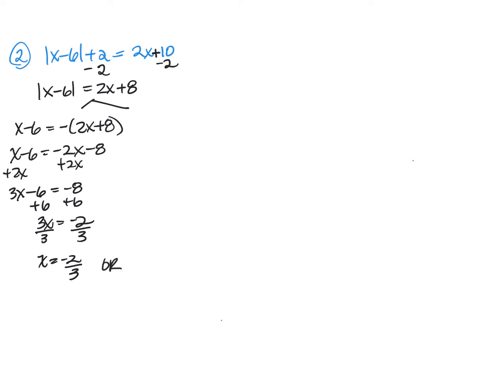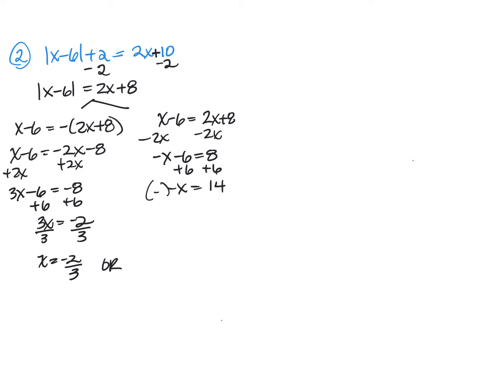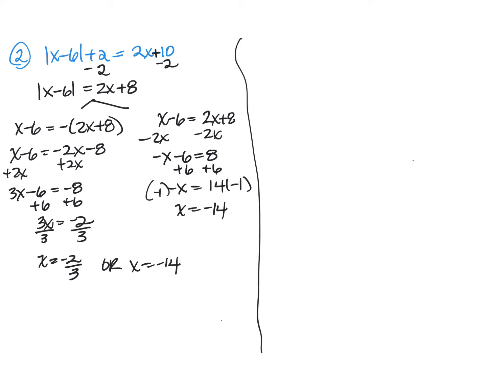So let's do the right-hand side, where I do x minus 6 equals, just straight up as it looks, 2x plus 8. All right, now I'm going to move that 2x to the left. So I have negative x minus 6 equals 8. If I add 6 to both sides, I have negative x equals 14. To get rid of the negative, I'm going to multiply both sides by negative 1. So I have x equals negative 14. So there's my two solution possibilities. Now I need to check, see which ones are viable, which ones actually work.